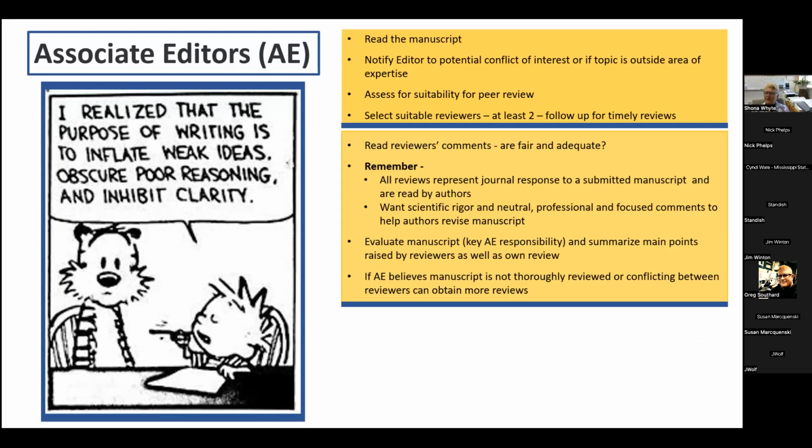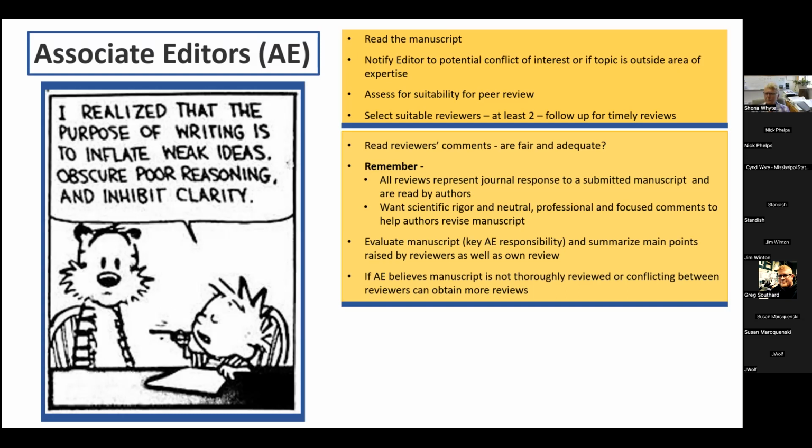They then read the comments and assess whether they're fair and adequate. If they don't think they're fair or adequate, they can go back to the reviewers and request additional information, or they can go and find additional reviewers. Remember that all the reviews that are submitted represent the journal's response, and they're read by the authors, even if it's not an open review process. So what we want to see is scientific rigor, but a neutral, professional, and focused comment on the manuscript.